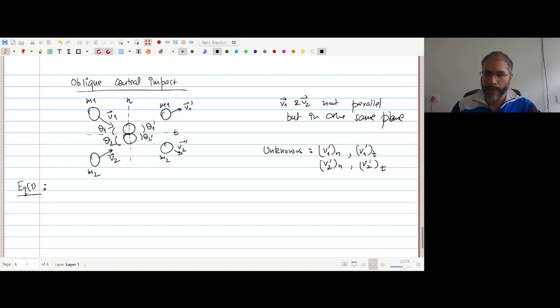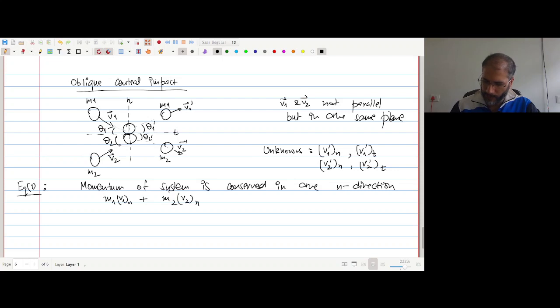is going to be the momentum conservation for the system in the normal direction, because the collision is happening in the normal direction. So the system as such, its momentum will be conserved. In the n direction, so that becomes m1 v1n plus m2 v2n. So this is the conservation of momentum in the normal direction.